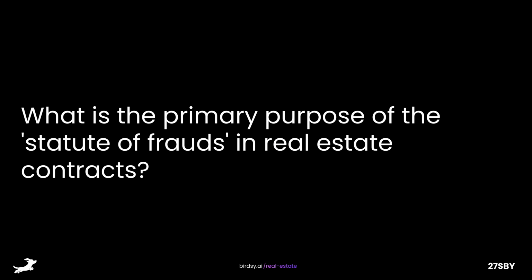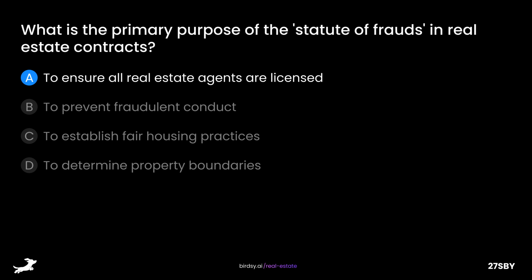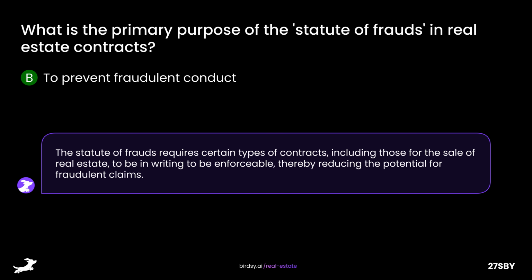What is the primary purpose of the statute of frauds in real estate contracts? Is it A, to ensure all real estate agents are licensed, B, to prevent fraudulent conduct, C, to establish fair housing practices, or D, to determine property boundaries? The answer is B, to prevent fraudulent conduct. The statute of frauds requires certain types of contracts, including those for the sale of real estate, to be in writing to be enforceable, thereby reducing the potential for fraudulent claims.